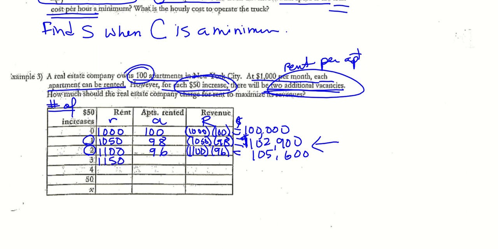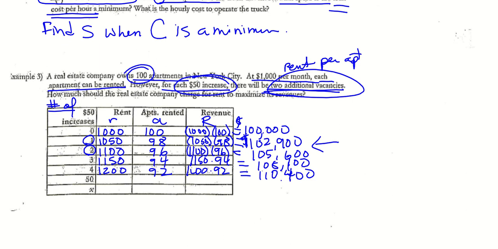The number of apartments we rent drops by another 2, so becomes 94. And we multiply 1,150 times 94, and our revenue is now $108,100. If we do 4 rent increases, so 4 times 50 is 200, so our rent is now 1,200. The number of apartments drops down to 92, and if we do 1,200 times 92, we get $110,400, right? Every time we raise the rent, we rent fewer apartments, but our revenue is going up, right? So it sounds like the more rent increases, the better.